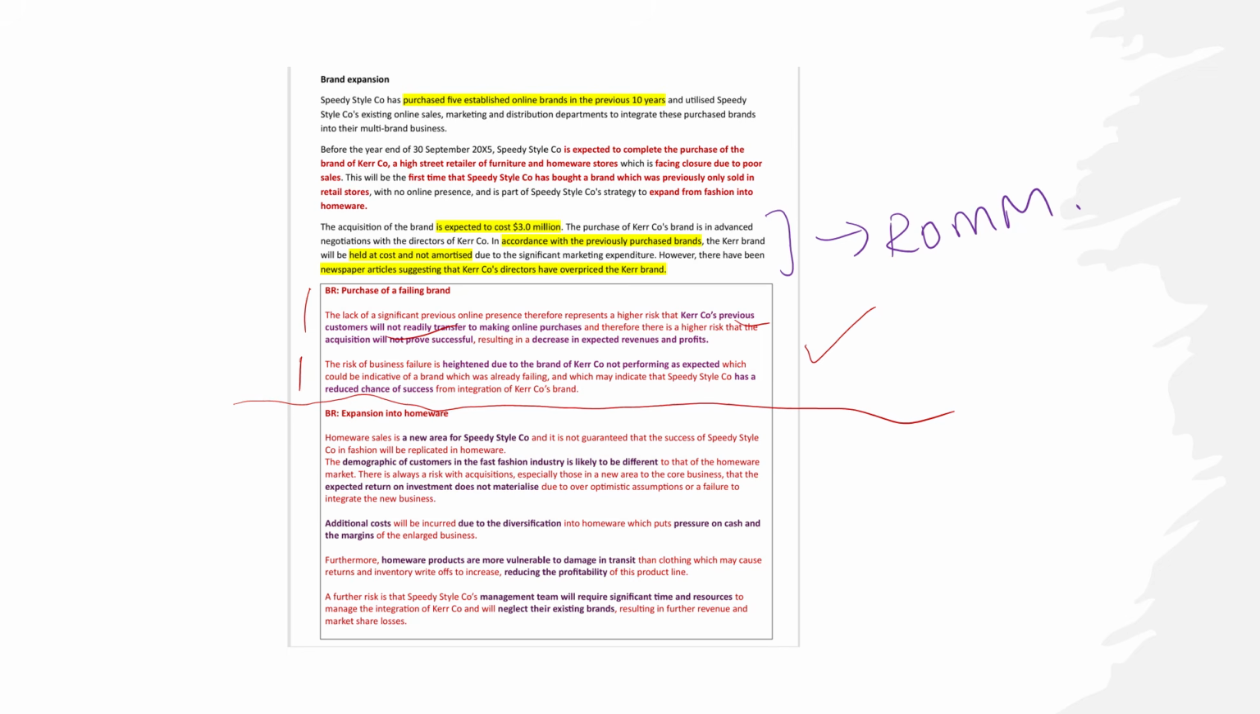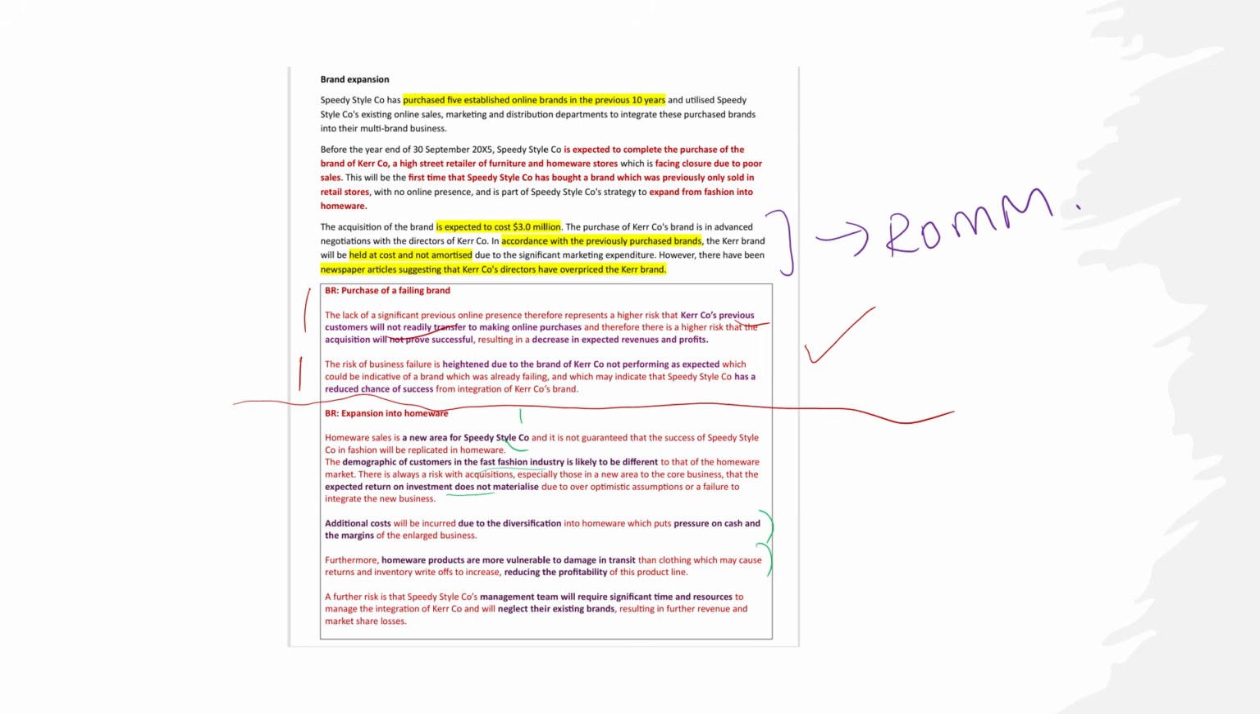Then a separate category is their expansion into homeware. This is a new area for the company. They have different customers, different demographics, and because of that, I'm concerned that the expected return on investment might not materialize. So I'm talking about this not being successful because it's very different to what they've done before. For evaluation, you could talk about extra costs because of the diversification, which would put pressure on cash and margins.